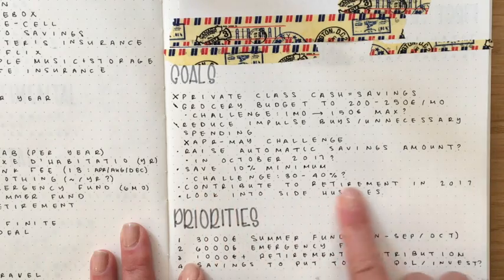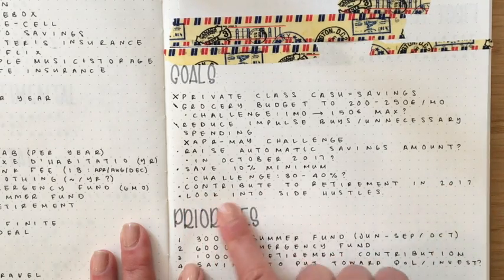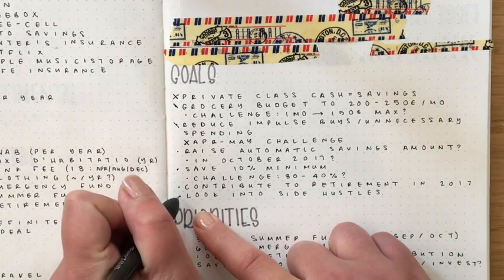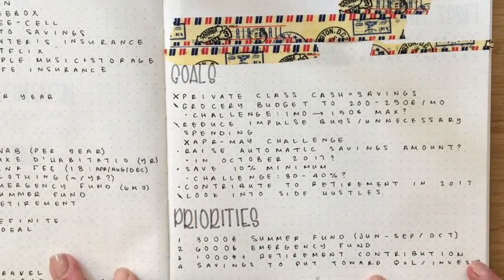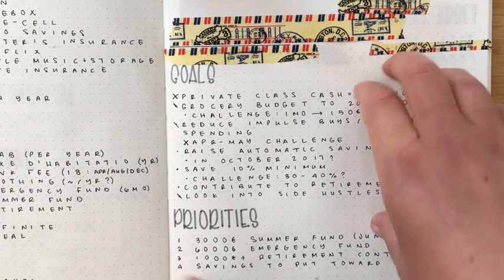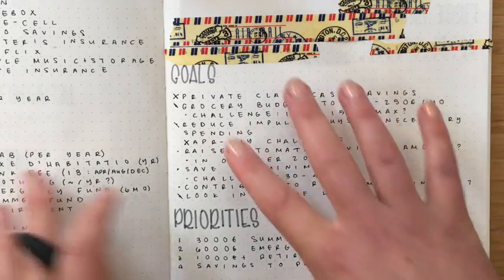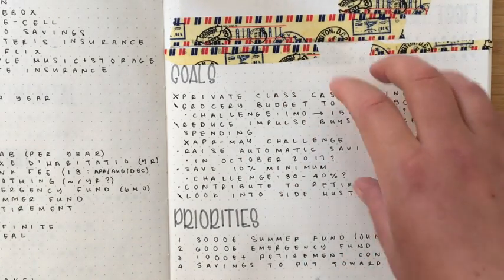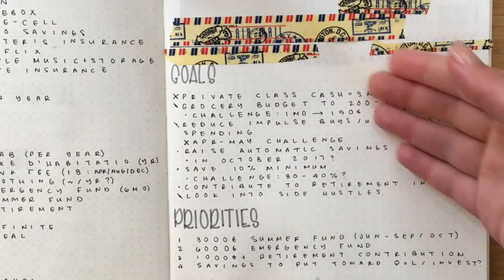I want to contribute to retirement this year, and I want to look into side hustles, which I have sort of started on, so we're going to do one tick. So those are the big goals I've got right now. The next time I do a taking stock page like this, I will revisit the goals I currently have and add to them.